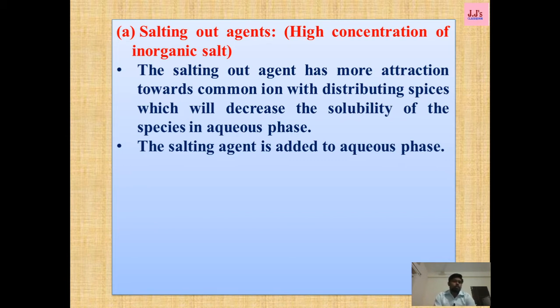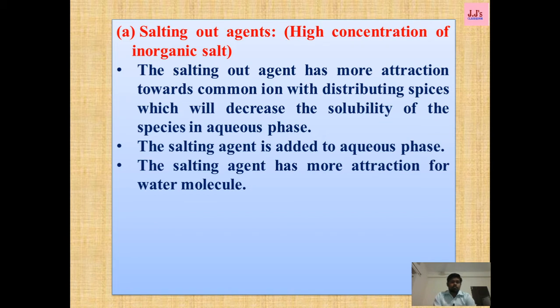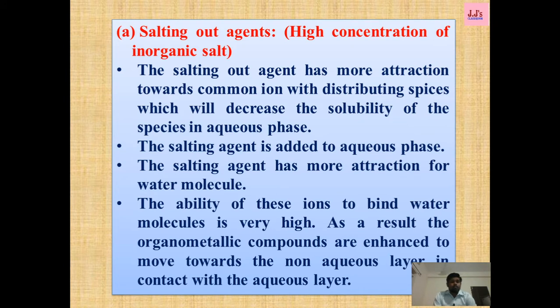So when you add the salting out agent, there was a question of where to add it. The salting out agent has a higher tendency towards the water molecules. It has more attraction for water molecules, and because of that reason salting out agents are always added in the aqueous phase. The ability of these ions to bind the water molecule is very high. Which ions? The ions of the salting out agent, like a high concentration of inorganic salt. They have a higher tendency to bind with the water molecules, and because of that reason it is added in the aqueous phase. As a result, what happens?